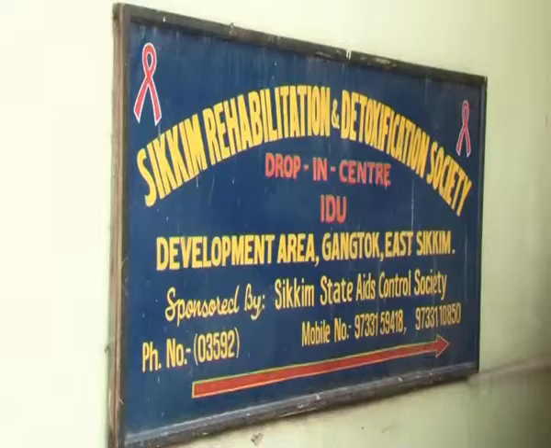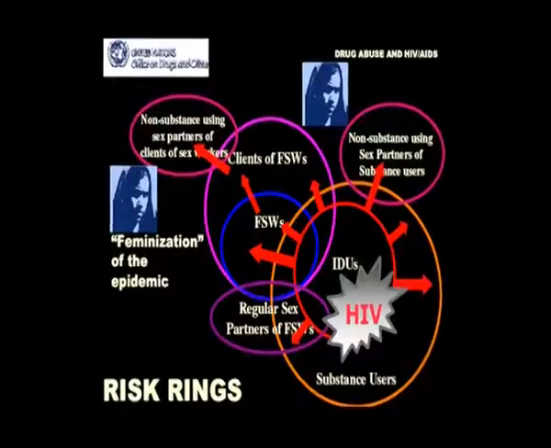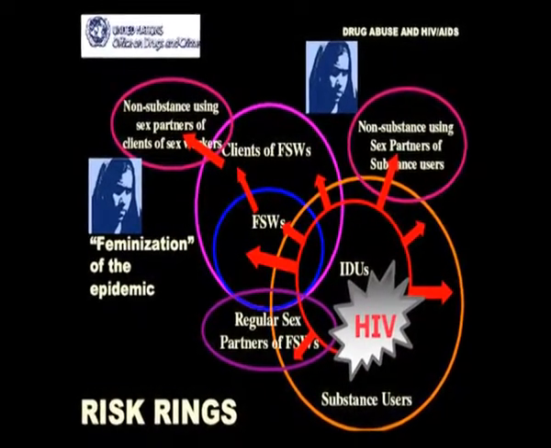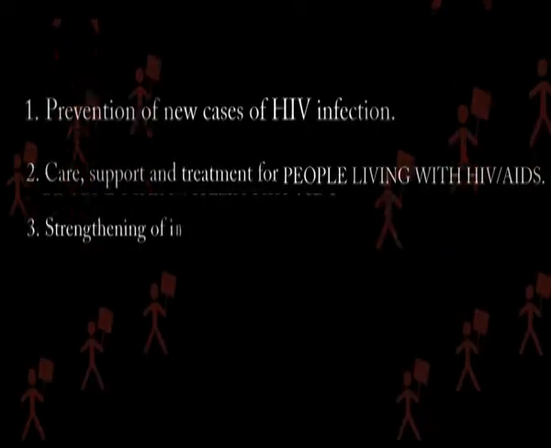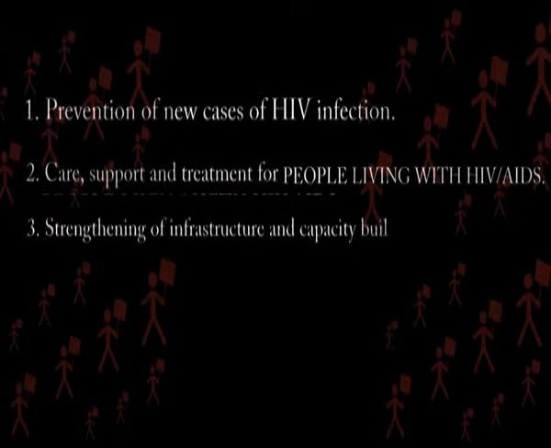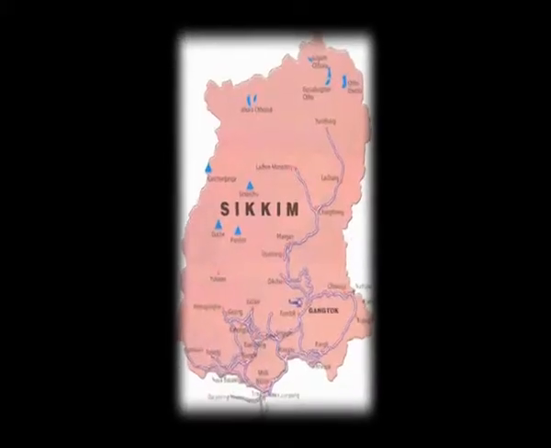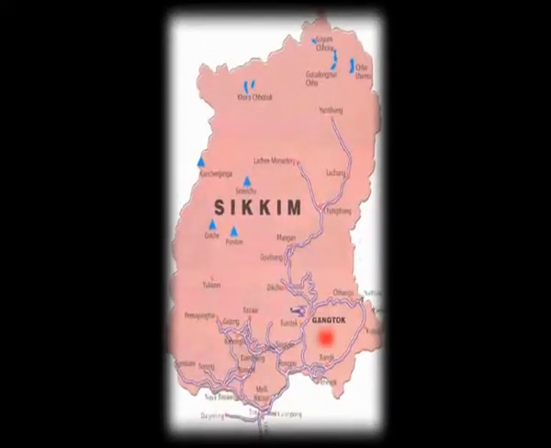And thirdly, we have drop-in centers for injecting drug users, for commercial sex workers and for people living with HIV/AIDS. The last, that is the DIC for people living with HIV/AIDS, is run by the Sikkim Network of Positive People and is situated in the STNM complex also. The third component is strengthening of infrastructure and capacity building. In Sikkim, for this we have the State Research Laboratory situated in the STNM hospital, which caters to patients suffering from STIs, or sexually transmitted infections, and even HIV.